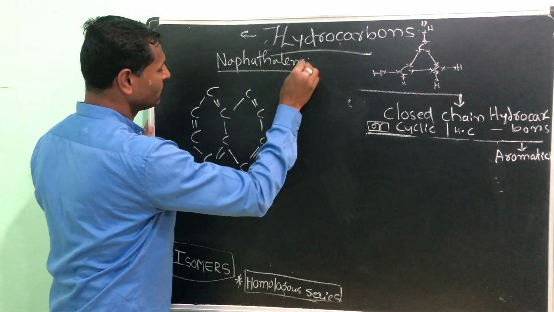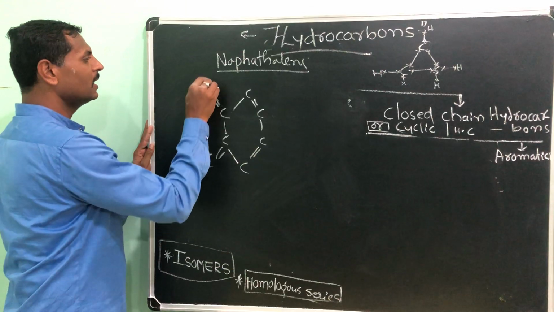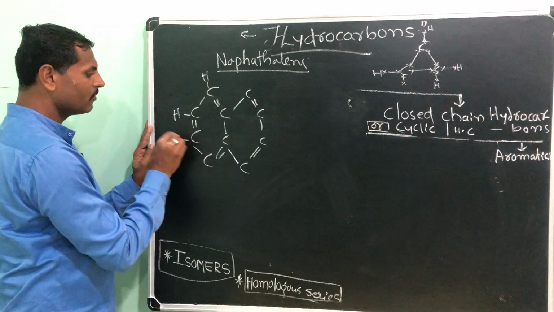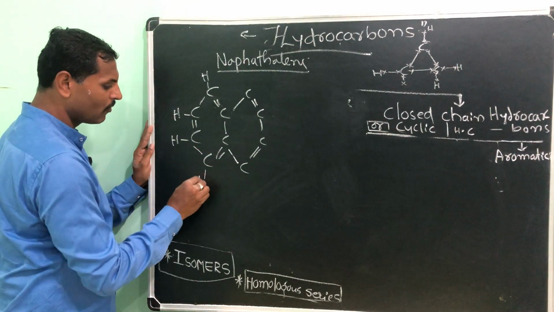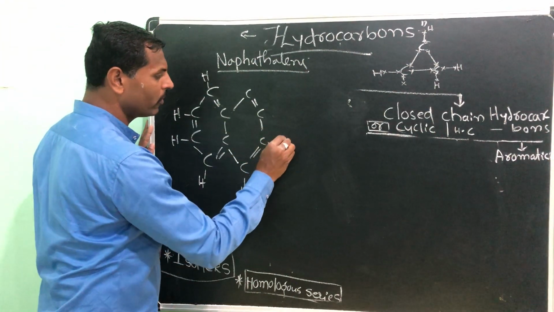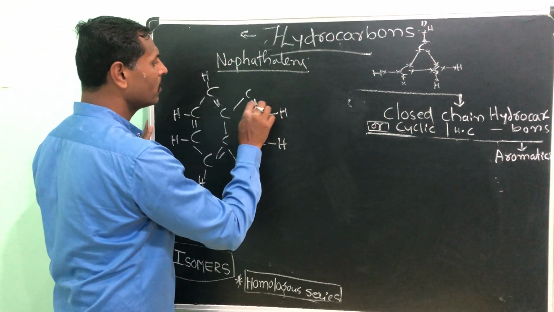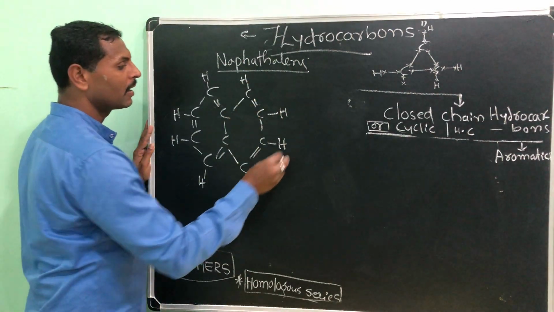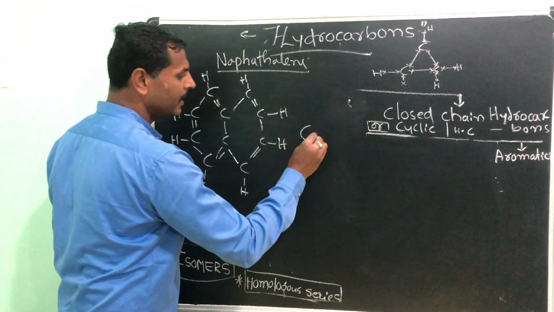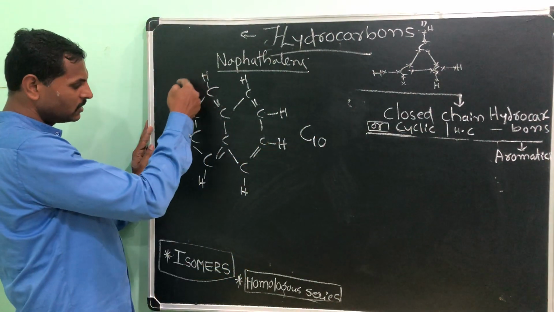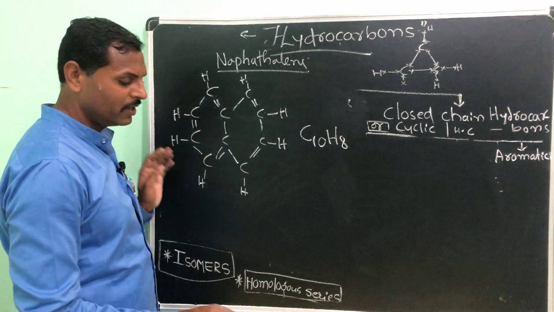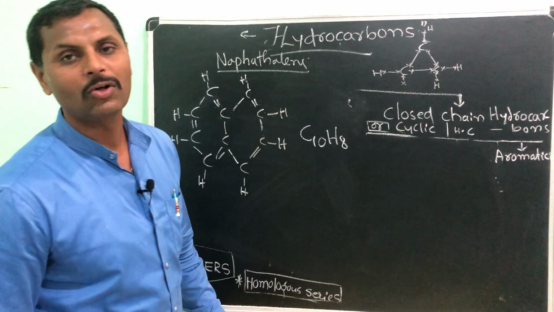Naphthalene. Please check the spelling also. The number of carbons: 1, 2, 3, 4, 5, 6, 7, 8, 9, 10. 10 carbons are there. Number of hydrogens: this side 4, this side 4, H8. This is naphthalene. We use this in the preparation of mothballs.